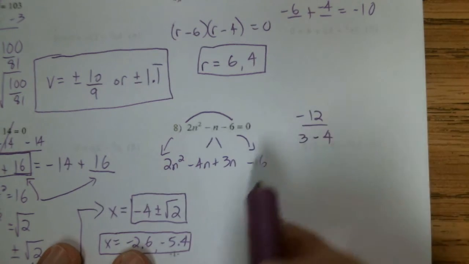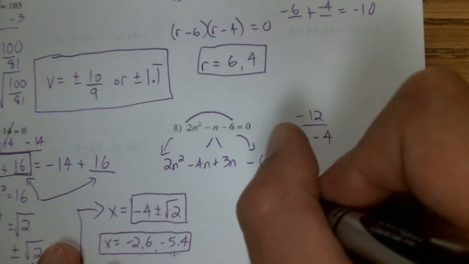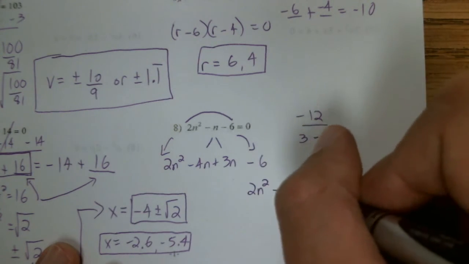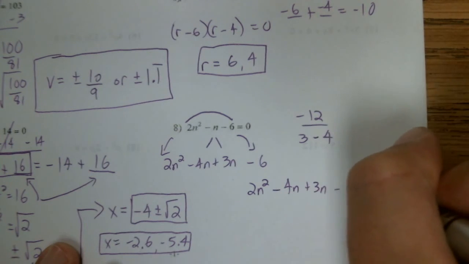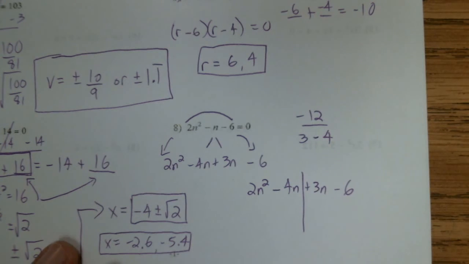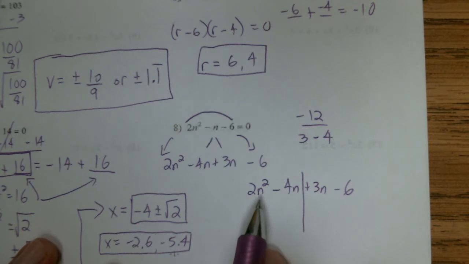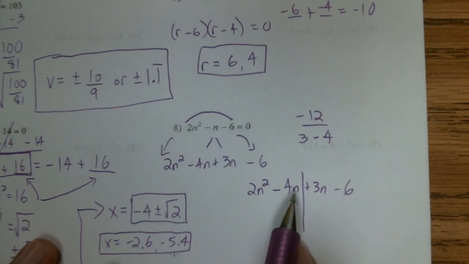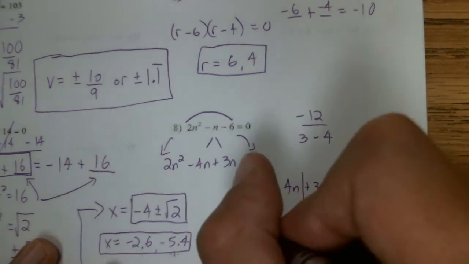Now I'm going to rewrite this, since this is kind of in the way. I'm just going to rewrite this down here. 2n squared minus 4n plus 3n minus 6. Now I'm ready to draw my curtain in group. Pull out the GCF on the left. I can factor out a 2. I can also factor out an n.